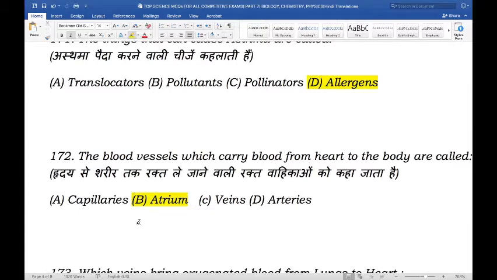Atrium is located in the upper chamber of the heart, through which blood enters the ventricle of the heart. The right atrium receives deoxygenated blood from systemic veins, and the left atrium receives oxygenated blood from pulmonary veins. So that's a very important one to remember.